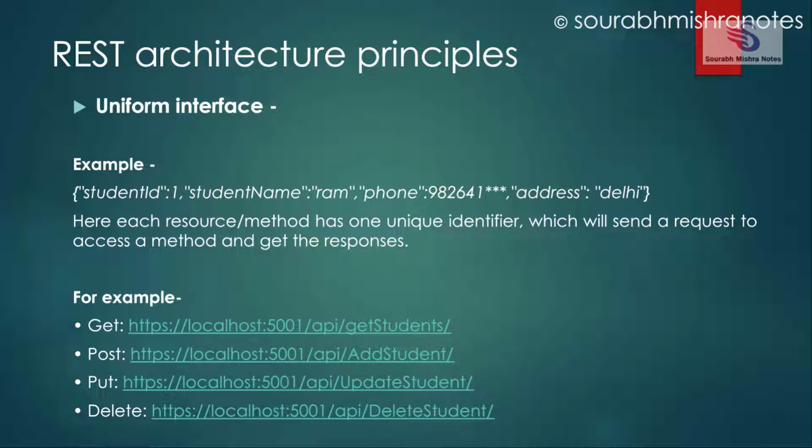Resources should not be too large but should contain every piece of information that the client might need. So this is an example of a JSON format and it comes from a response. Here each resource method has one unique identifier, which you use to send a request to access a method and get the response. So you can see here we have get, post, put, delete, and the uniform resource identifier.